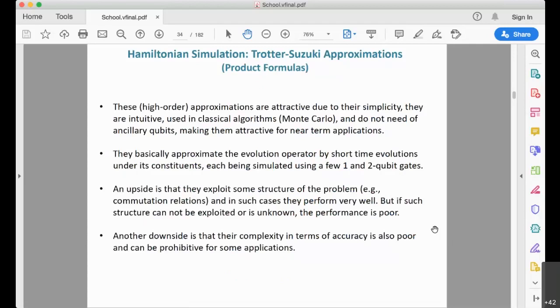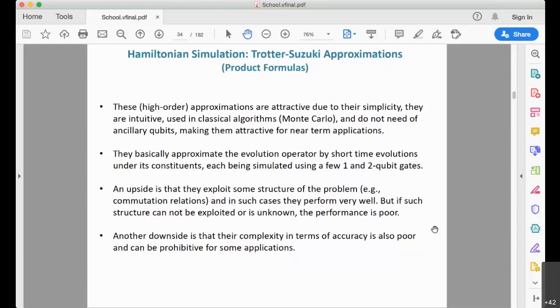So I wanted to introduce so far basically what the problem was, and what the techniques are that are available, at least the most important techniques. And now I'm going to go into more detail on each of the techniques. I start with product formulas, which are fairly easy to understand. These product formulas are attractive because they are simple, they are intuitive, and they are even already used in classical algorithms such as Monte Carlo, path integral Monte Carlo. I mean, they are based on these product formulas.